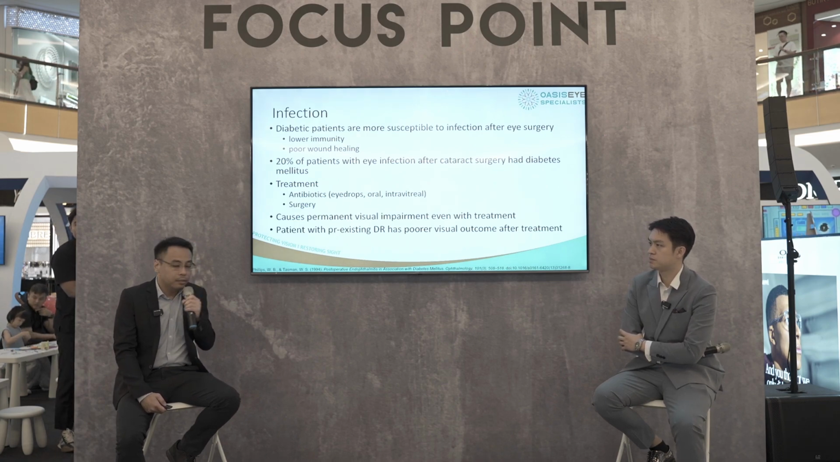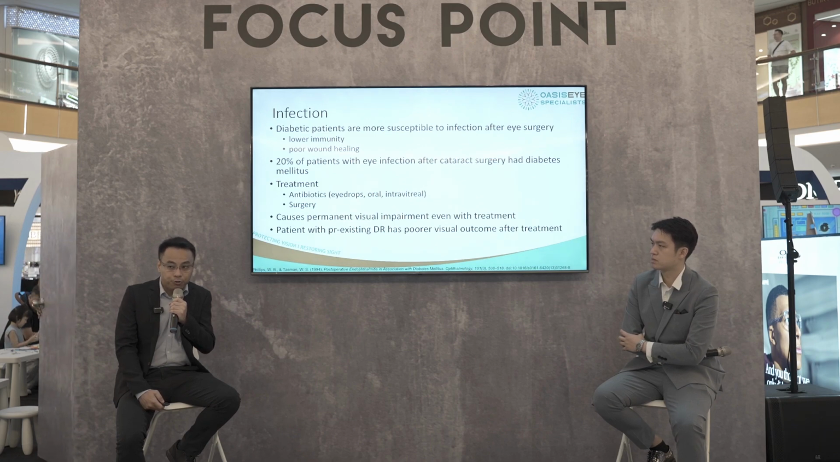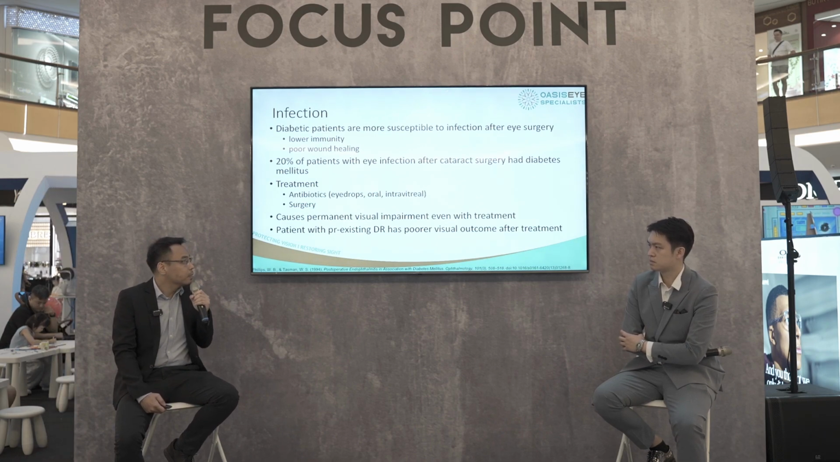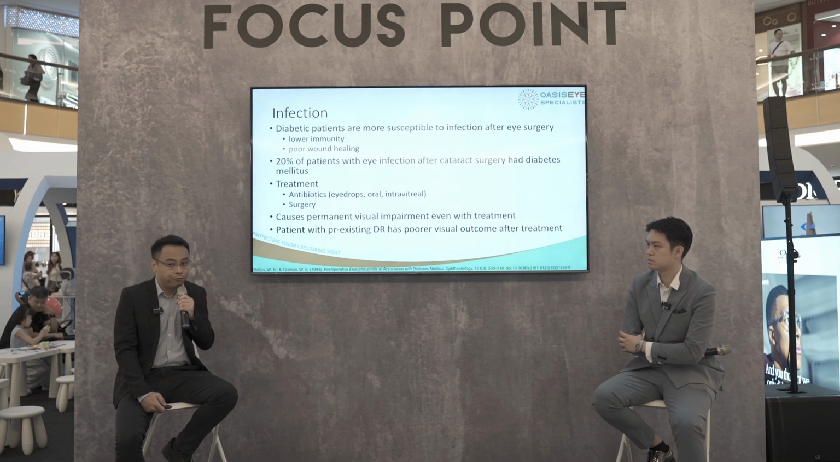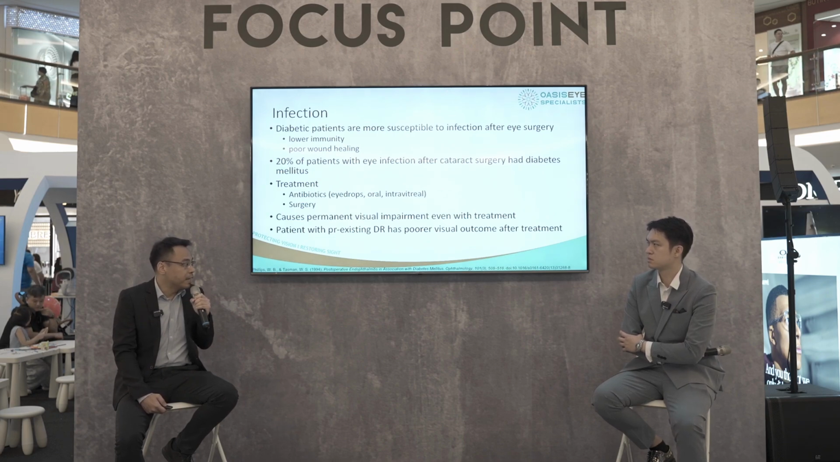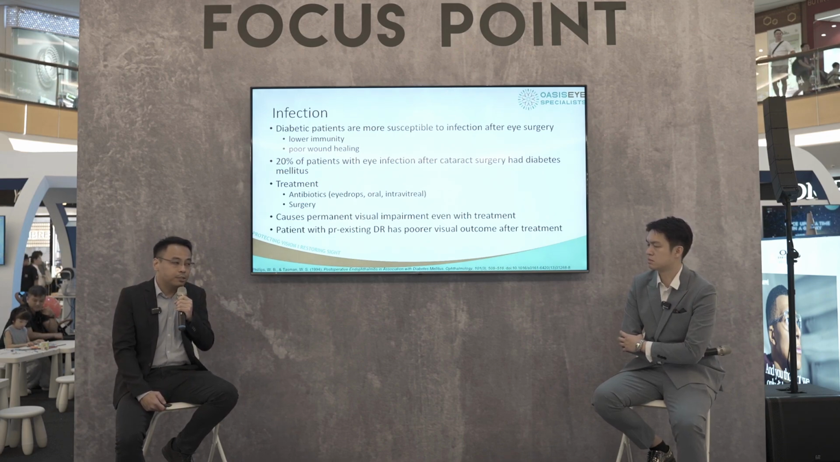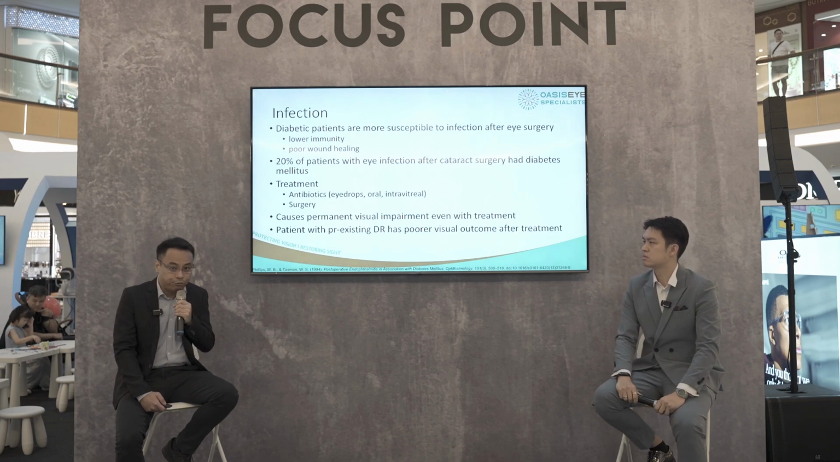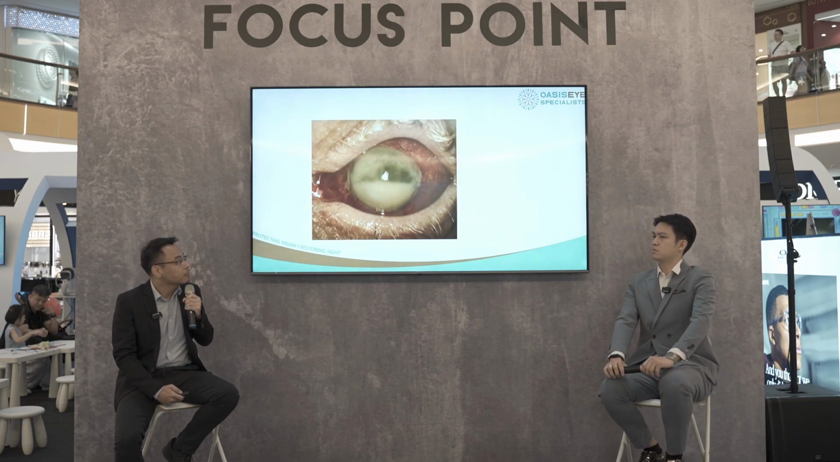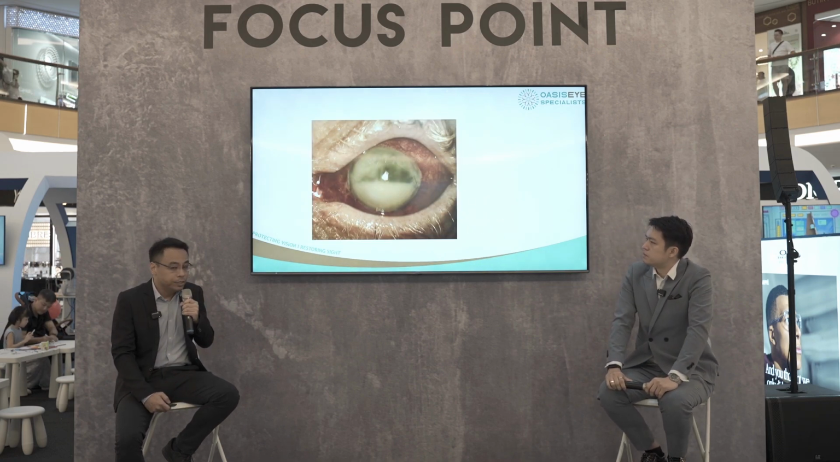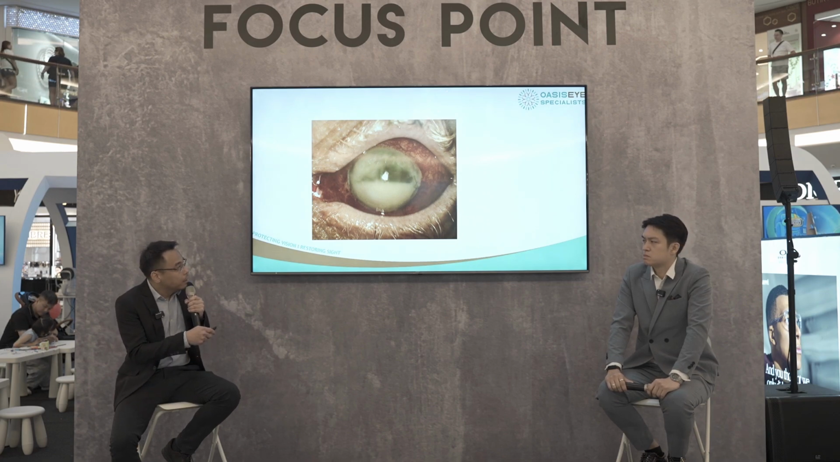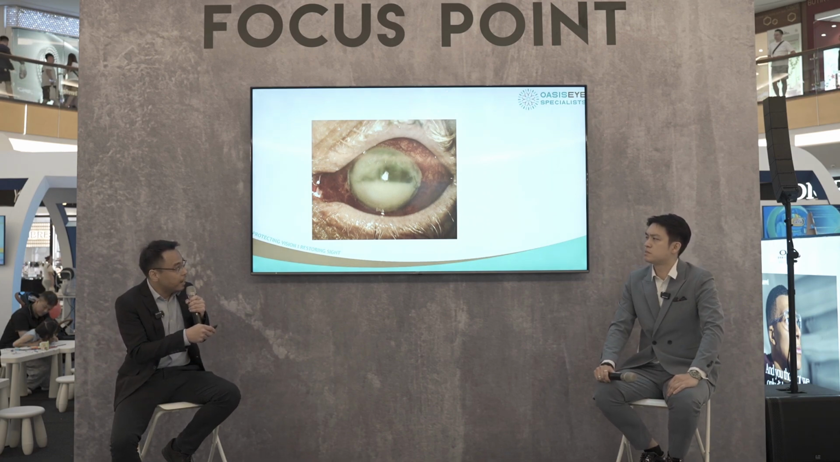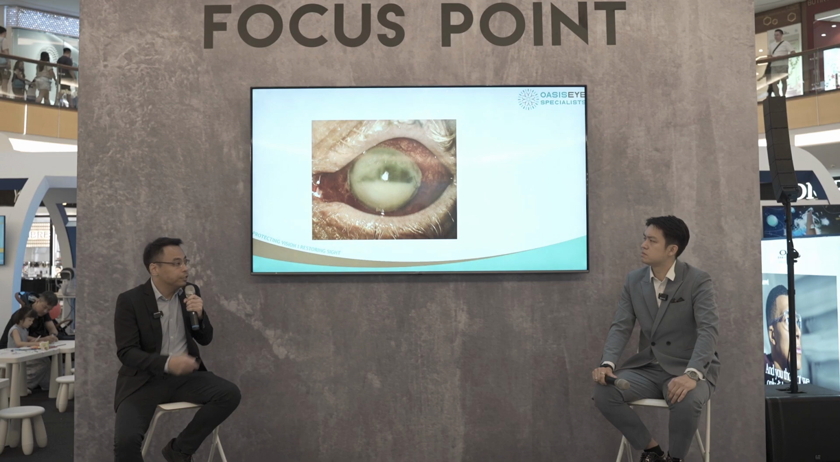Surgery may be required if the infection cannot be controlled with antibiotics. The infection can cause permanent visual impairment even with treatment. And patients with pre-existing diabetic retinopathy have poorer visual outcome after treatment. So this is a picture showing that there's pus inside the eye due to infection.